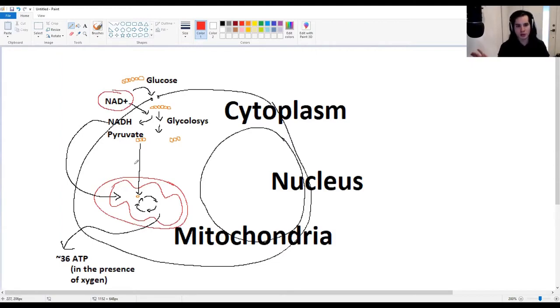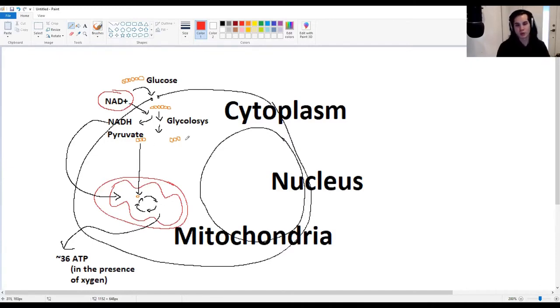Now let's say we have no oxygen. Let's say we're working out a lot and we're using oxygen, but then we're working out so intensely that our muscle cells aren't getting enough oxygen, as much oxygen as needed by the mitochondria to keep up with that metabolic process.